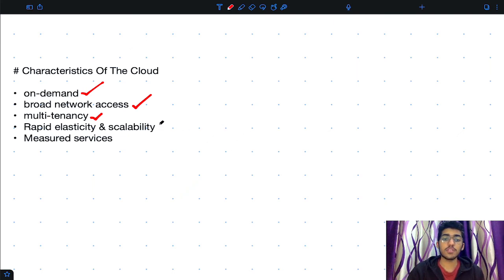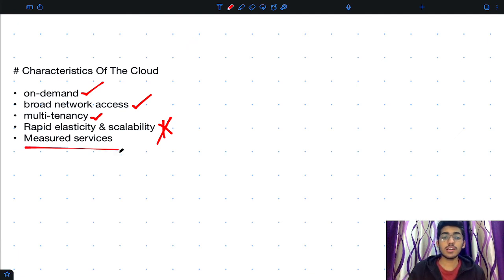The next one, and one of the most important ones, is rapid elasticity and scalability. What I mean is that as these services are on demand, whichever services you want, you will only get those, not less and not more. Whenever you need a particular service to scale up your application, you can get it quickly, and whenever you don't need that service anymore, you can dispose of it as quickly as possible. That is called elasticity and scalability. You can scale up and scale down your applications as quickly as possible. So that is again one of the characteristics of using the cloud.